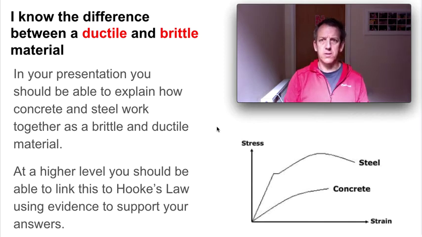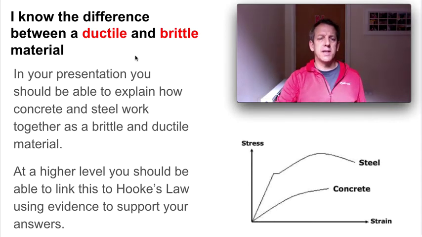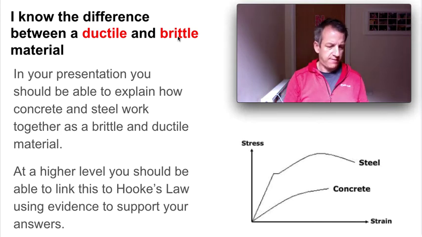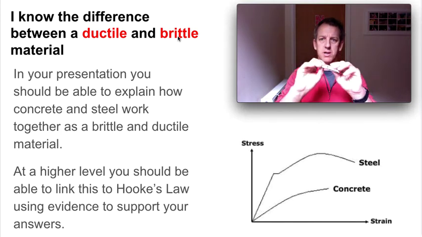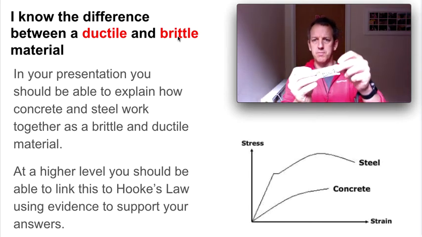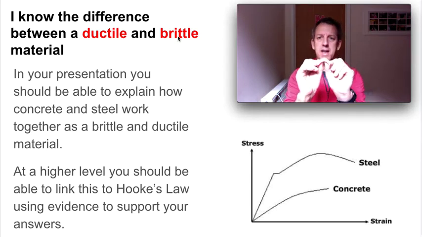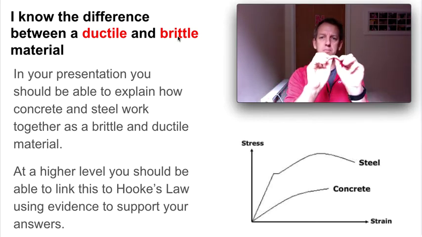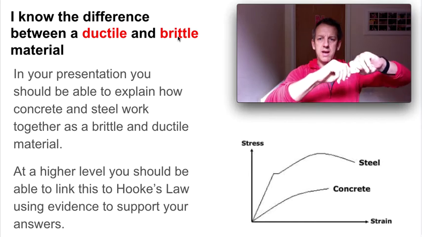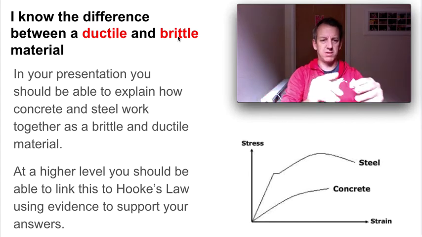Hello guys, so next part of your presentation on materials, you need to start explaining to me the difference between a ductile and brittle material. Now, very simply, a ductile material is something that's nice and bendy. I'm going to take this Mauam as an example, something that I can bend quite easily. It will bend out of shape, but it doesn't snap, okay? If I sort of stretch it, it will snap there.